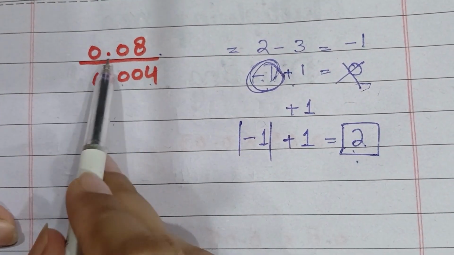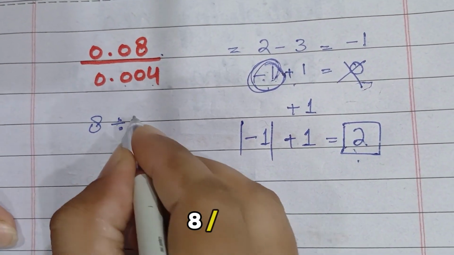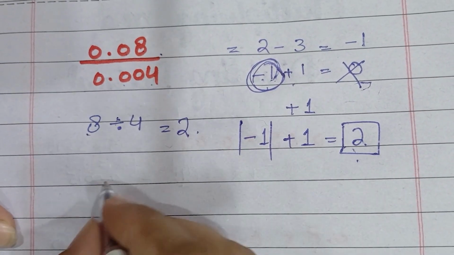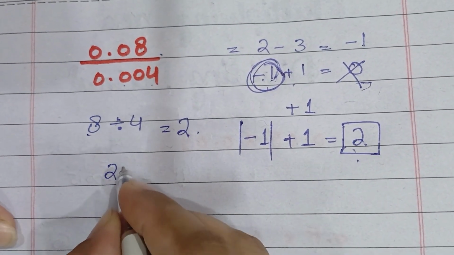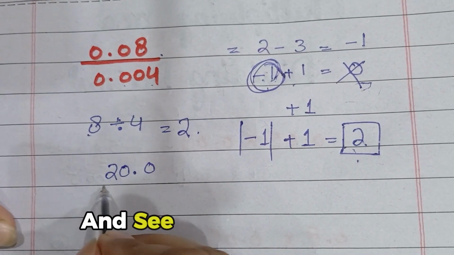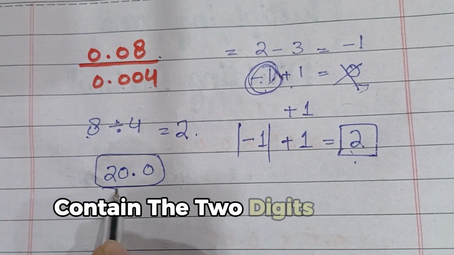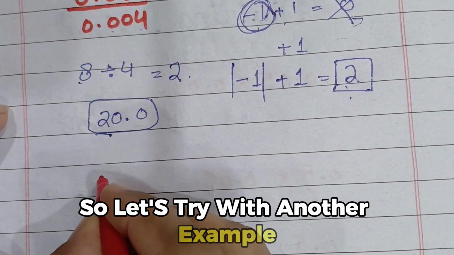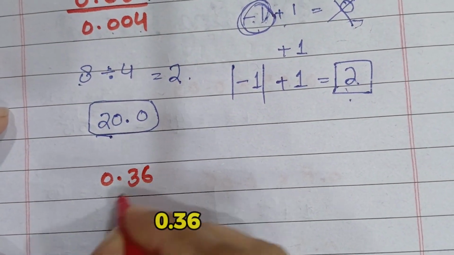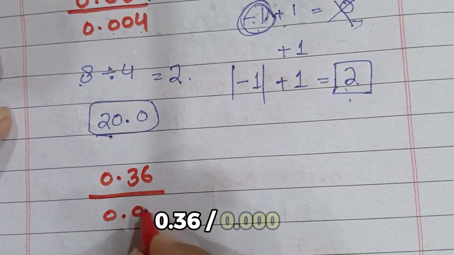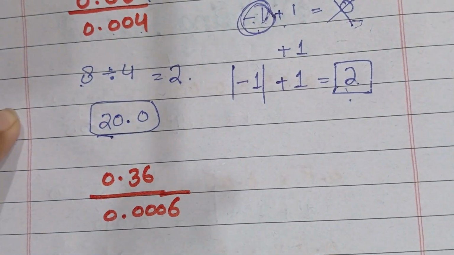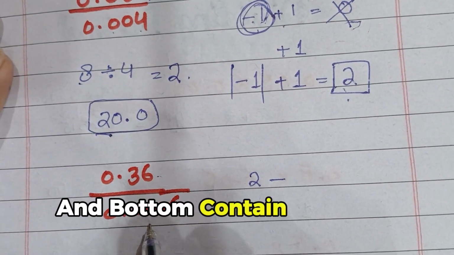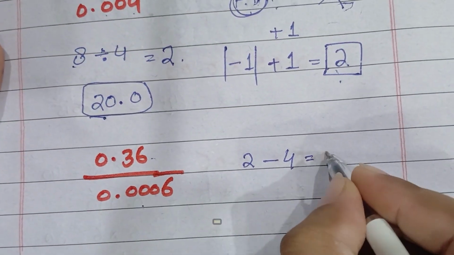Now start. 8 divided by 4 is 2. Now 2 0.0. See, our final answer contains 2 digits at the left side of the decimal. So let's try another example, which is 0.36 divided by 0.0006. Now you can see the top number contains 2 digits and the bottom contains 4 digits after the decimal. The answer is minus 2.